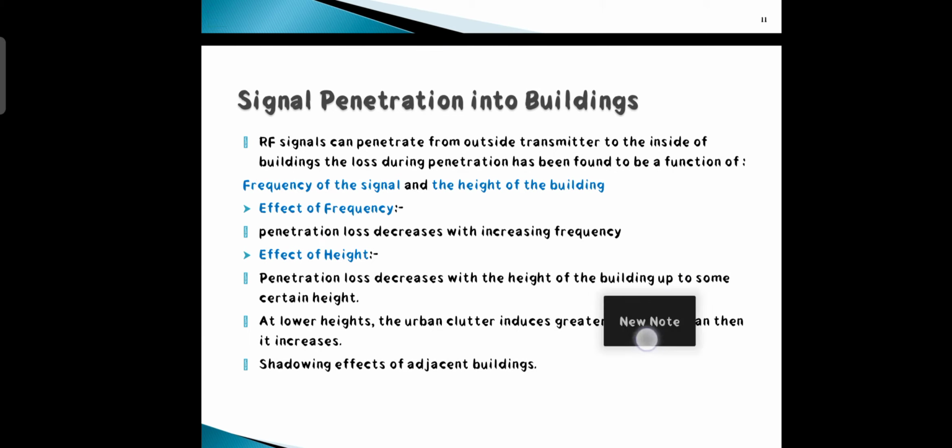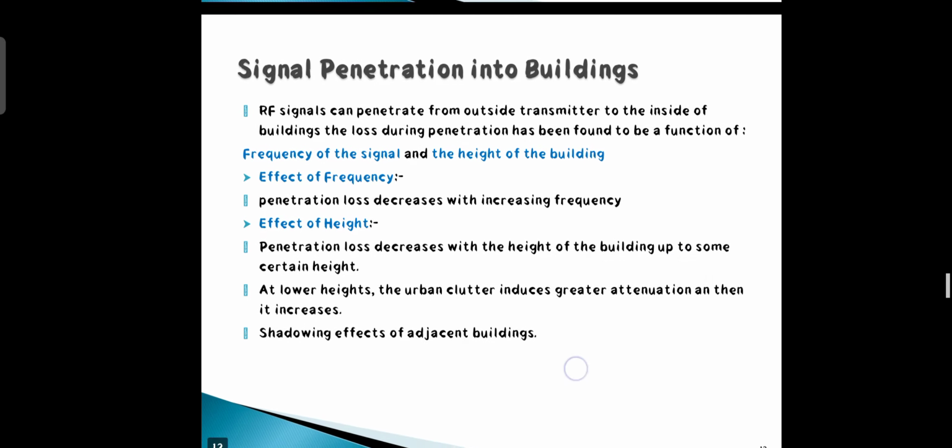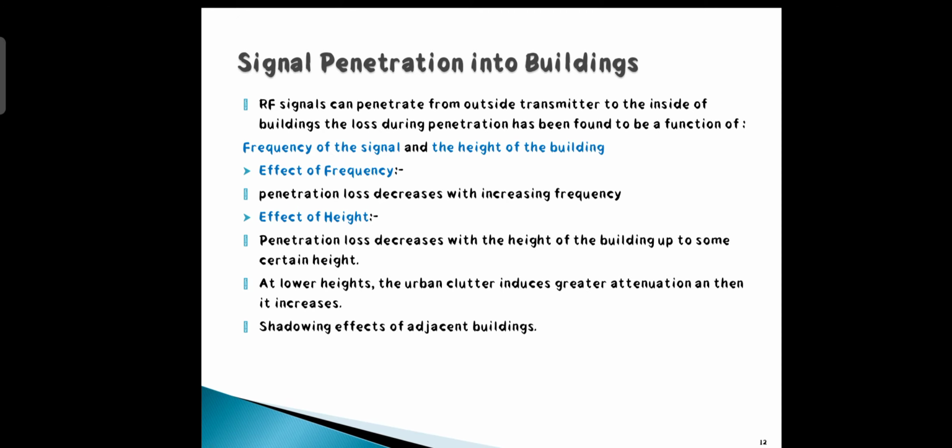The signal penetration into buildings. RF signals can penetrate from an outside transmitter to the inside of the buildings. The loss during penetration has been found to be a function of the frequency of the signal and the height of the building. Regarding the effect of frequency, the penetration loss decreases with increasing frequency, and regarding the effect of height, the penetration loss decreases with the height of the building up to a certain height.